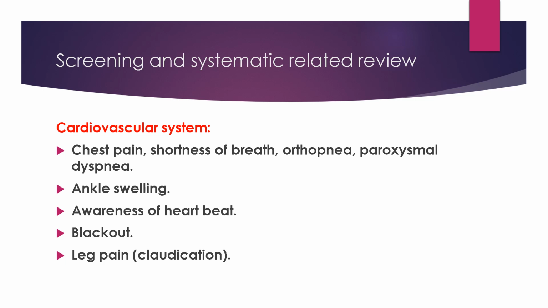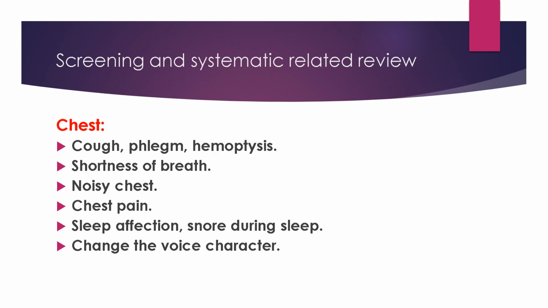For the cardiovascular system, you have to ask about the chest pain, shortness of breath, orthopnea, paroxysmal nocturnal dyspnea, and so on. Ankle swelling, awareness of heartbeats, blackout, and leg pain. For the chest, you have to ask about the cough, phlegm means sputum, hemoptysis, shortness of breath, coughing of blood, noisy chest, chest pain, sleep affection, snore during sleep in case of obstructive sleep apnea, change in the voice character.